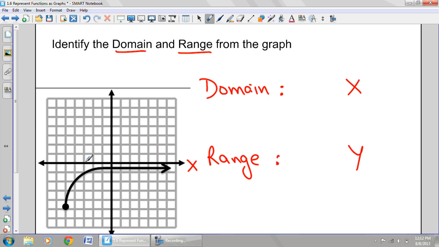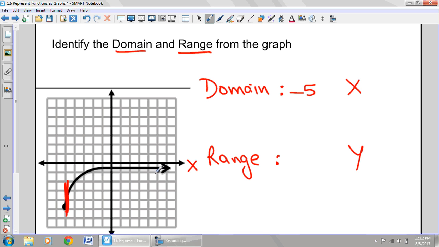So it goes from left to right. It goes on the left side and on the right side. So look at your leftmost point. The leftmost point is negative 1. This will be my 0. So negative 1, negative 2, negative 3, negative 4, negative 5. So my leftmost point is negative 5.